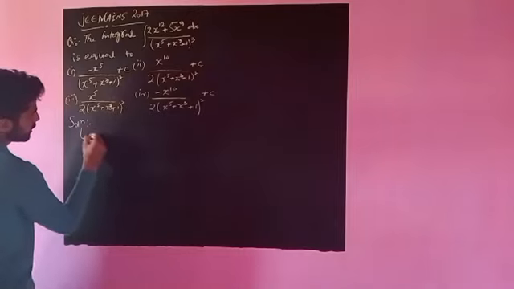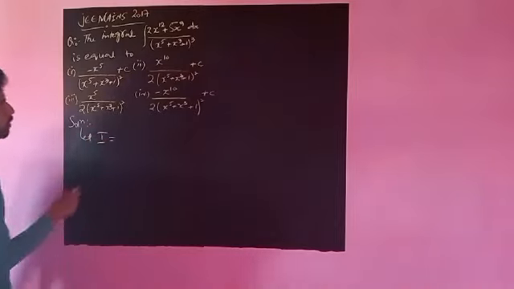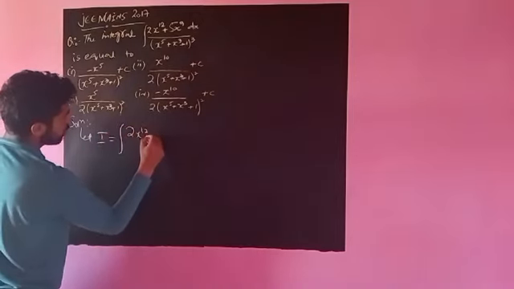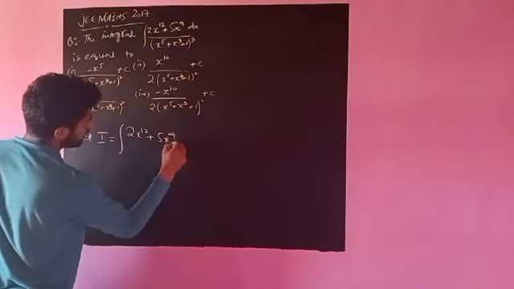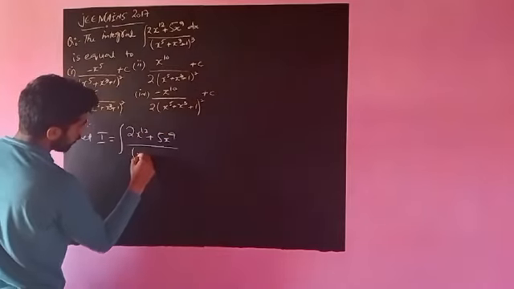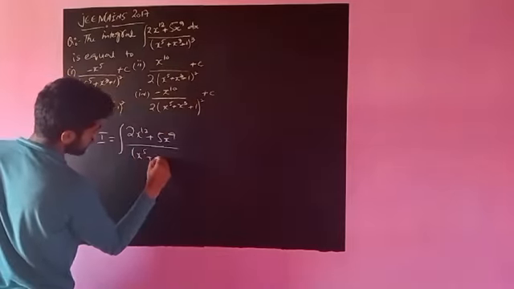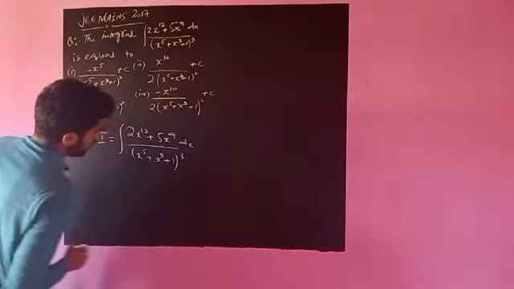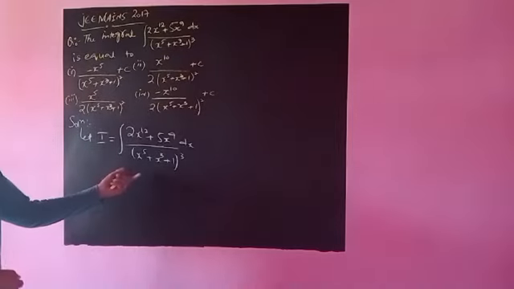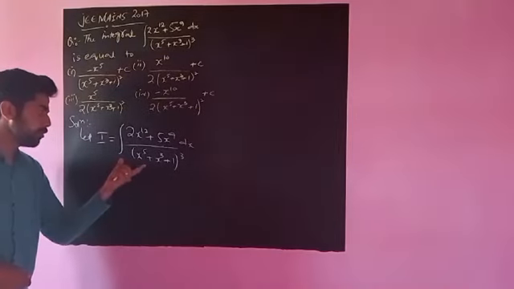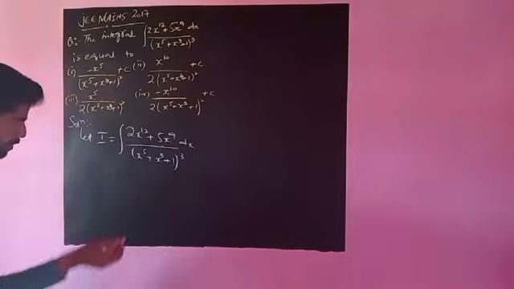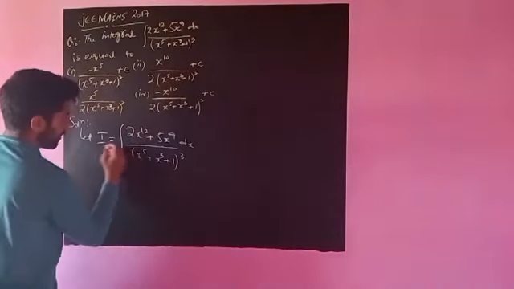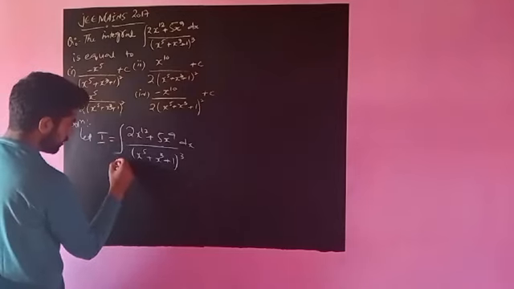We will let I be equal to the integral of (2x^12 + 5x^9) upon (x^5 + x^3 + 1)^3 dx. Which method will we use in this integral? First, we will divide both numerator and denominator by x^15.